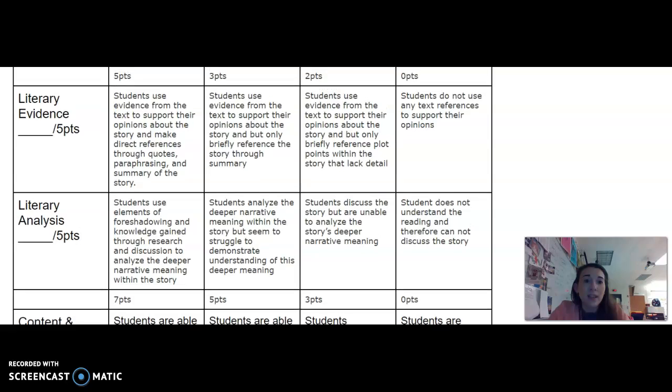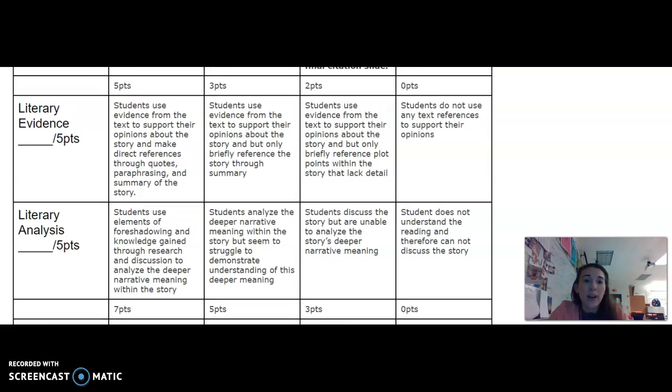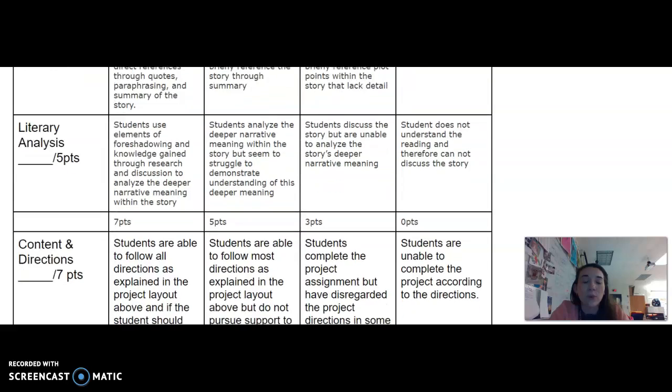Literary evidence and literary analysis. These are both 5-point categories. In order to get the full 5 points for literary evidence, students use evidence from the text to support their opinions and the story, and make direct references through quotes, paraphrasing, and summary of the story. As far as literary analysis, students use elements of foreshadowing and knowledge gained through research and discussion to analyze the deeper narrative meaning within the story. So that is how you get the 5 points for both of those categories.